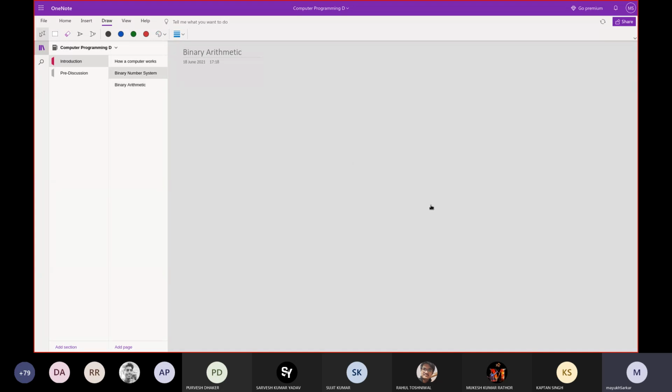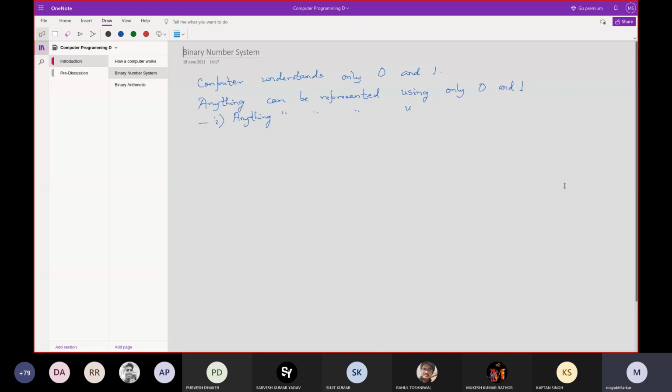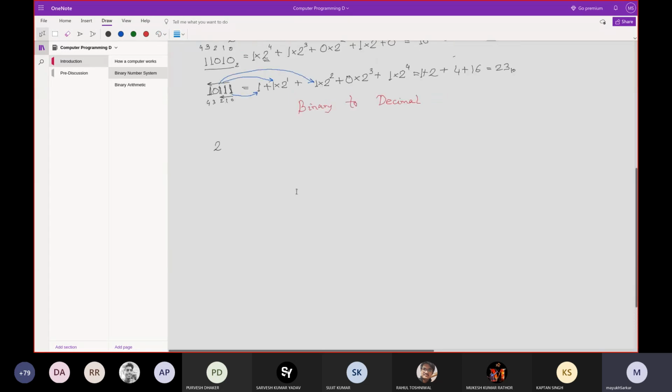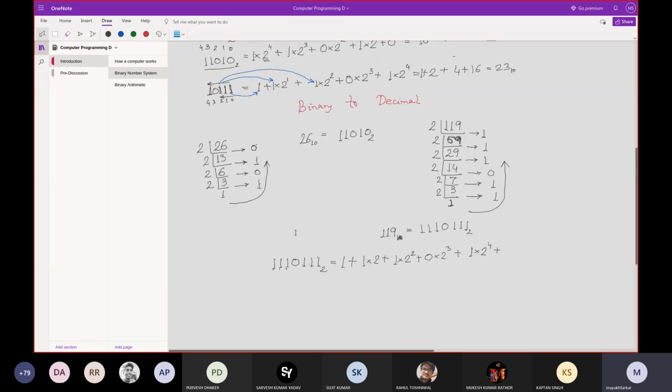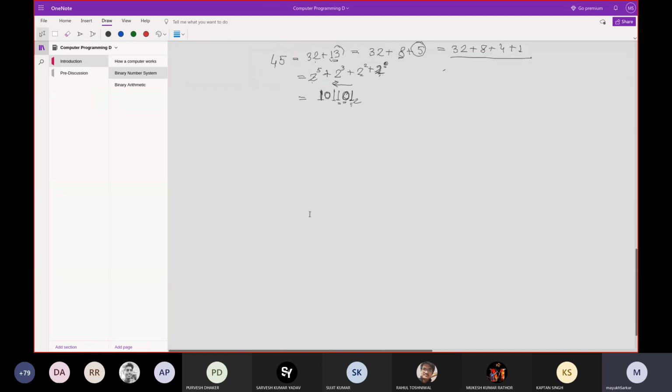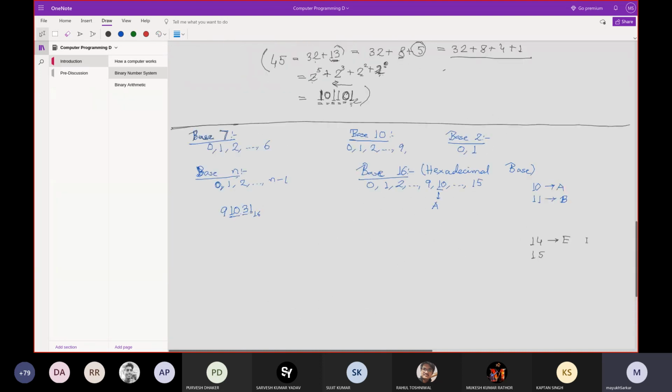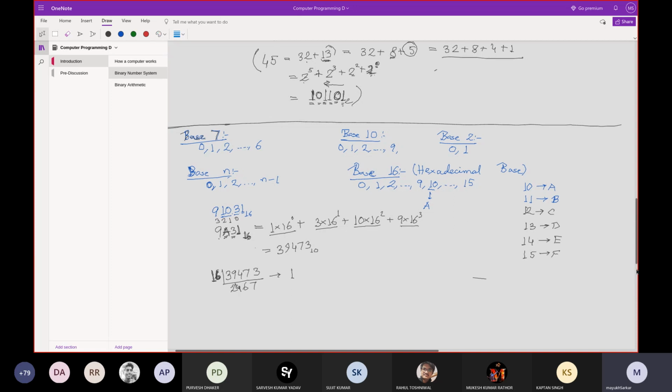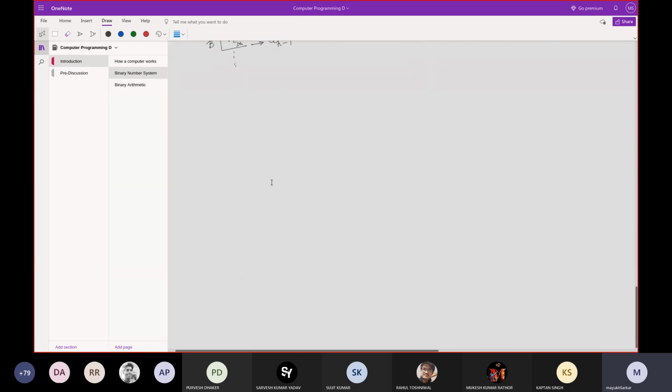And one thing before moving on to binary arithmetic, I just want to mention that loading is way too slow.